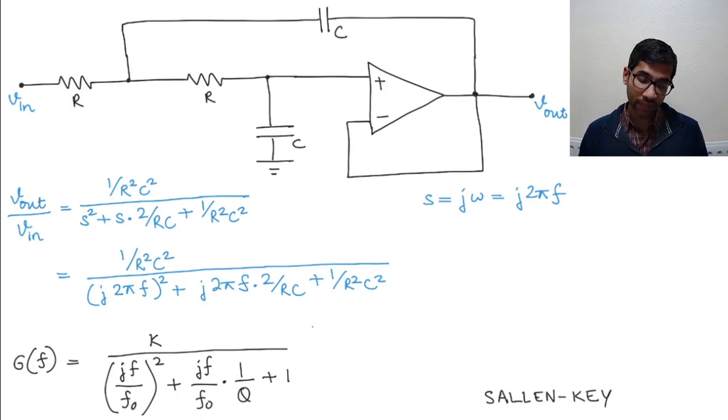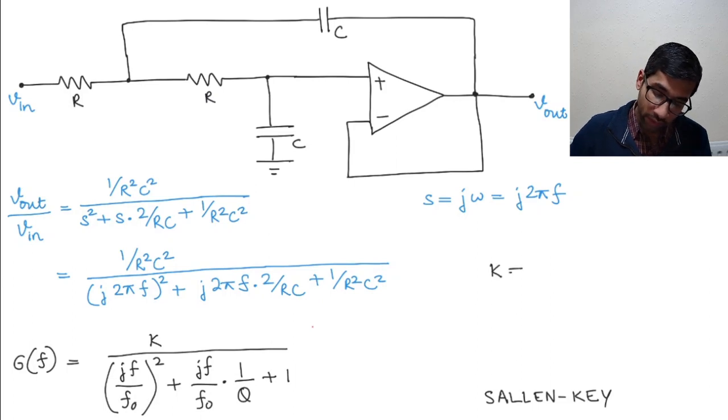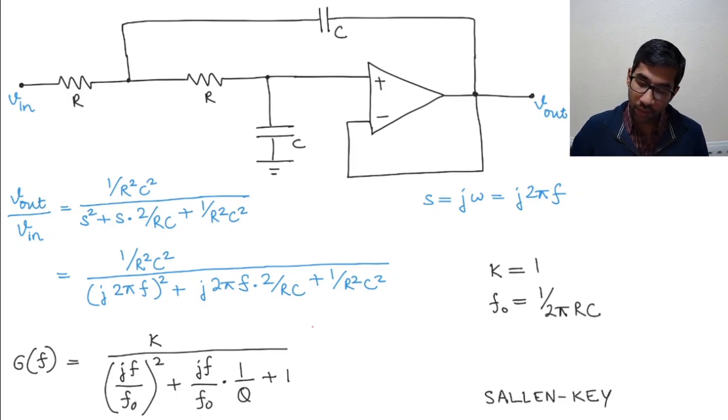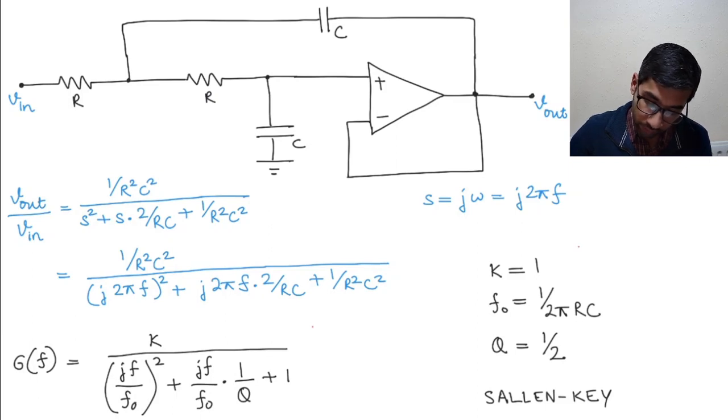And if you want to calculate, given these parameters, what the values of K, F naught, and Q are, you can do that. I'll leave you to work it out. And what you would find is that you get K equal to 1, okay? And you get F naught, which is the cutoff frequency, equal to 1 over 2 pi RC, and you get Q equal to 1 over 2. Okay, so those are the parameters that we get for this particular filter configuration.